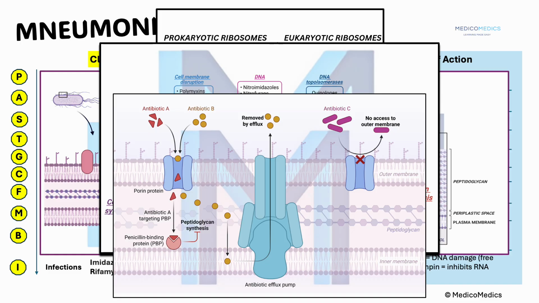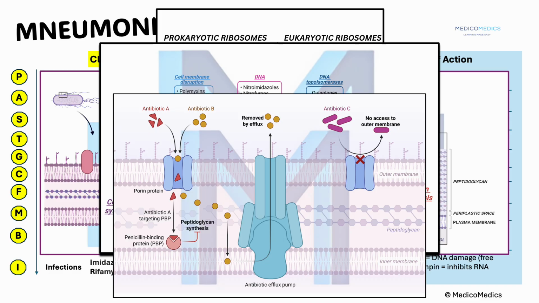However, bacteria can evolve. They pump drugs out with efflux pumps, they block entry by mutating porins, or modify drug targets like penicillin-binding proteins and ribosomes to avoid binding. These resistance strategies are why we use combination therapy in critical infections, for example.